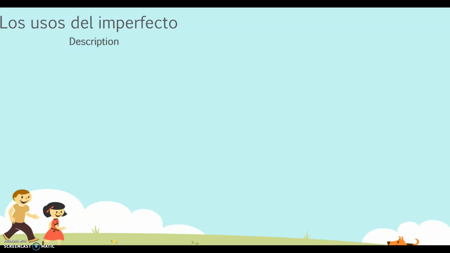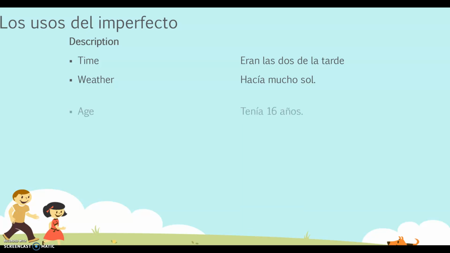We also use the imperfect tense to describe things like time. Eran las 2 de la tarde. It was 2 o'clock in the afternoon. Weather. Hacía mucho sol. It was very sunny. Age. Tenía 16 años. I was 16 years old. Physical description. Tenía pelo moreno. I had brown hair.